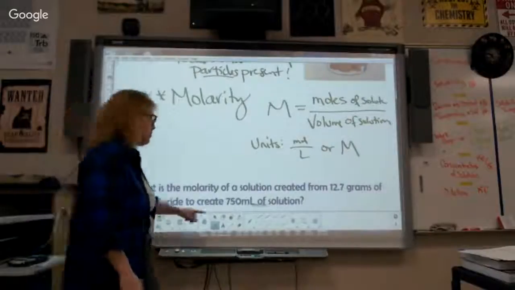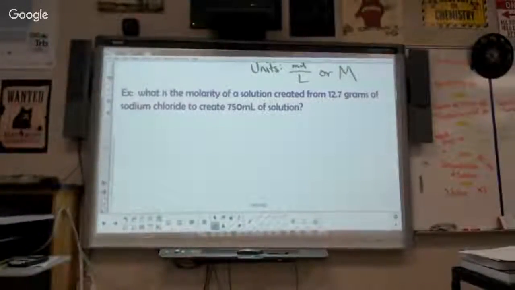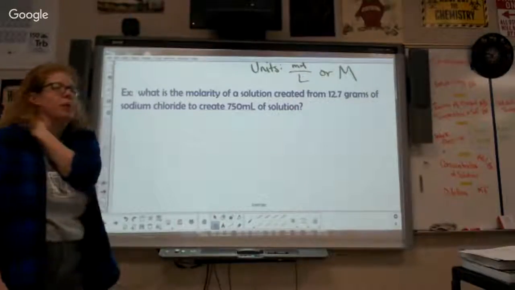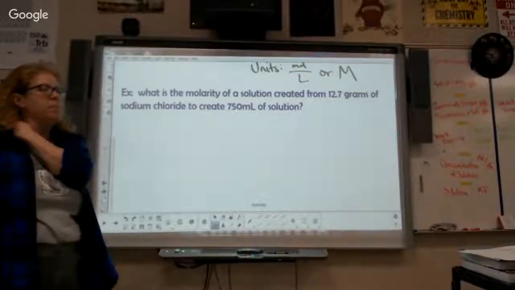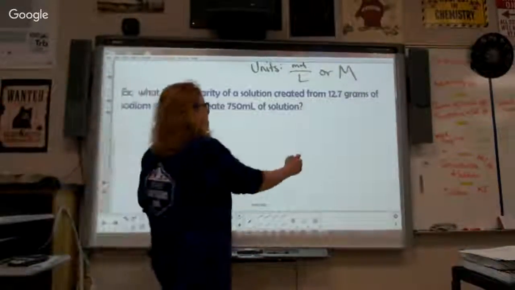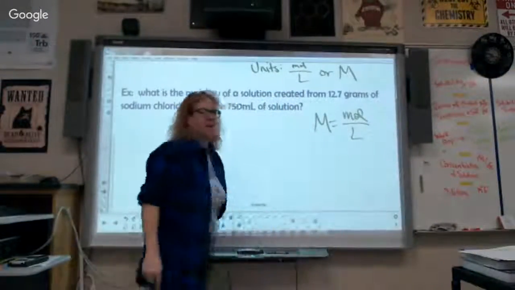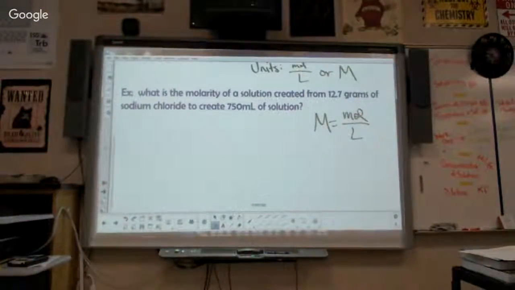So let's do a practice problem on this one, so you can figure out how this works. Not going to like it, but it's good review. Go ahead, take a second, write that down. What's the molarity of a solution created from 12.7 grams of sodium chloride dissolved in enough water to make 750 milliliters of solution? There's our formula which we're going to need to use. Molarity is moles per liter. So that's our formula we're going to use.